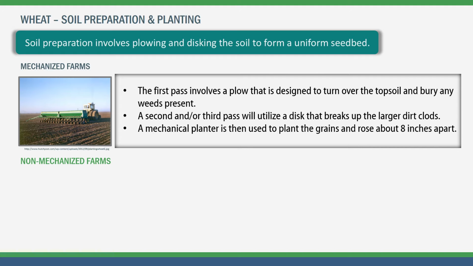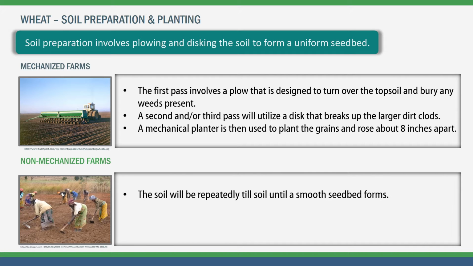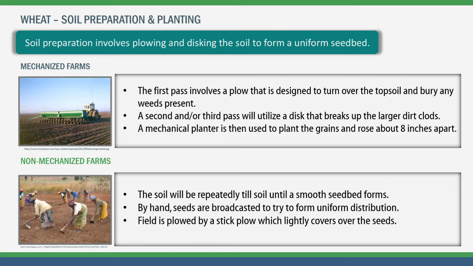In the non-mechanized traditional farms, the soil will be tilled repeatedly until a smooth seedbed is formed. The seeds are then broadcast by hand, attempting to form a uniform distribution. Finally, the seeds will be plowed using a stick plow, which lightly covers over the seeds with soil.